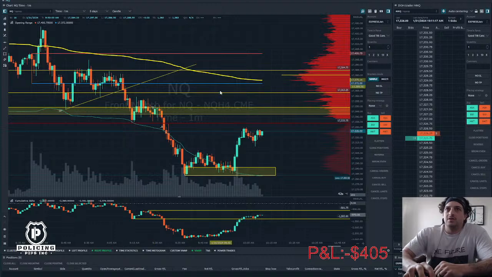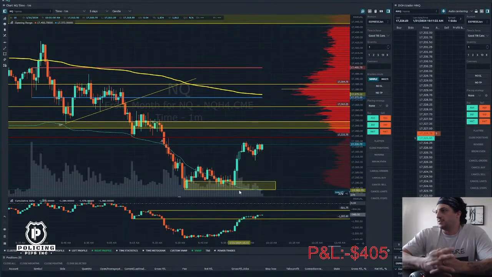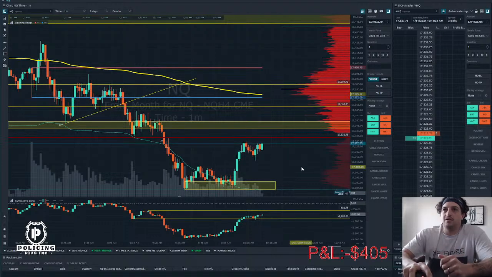That's why I took the long here, reasonably thinking that the overnight low would just get flushed and then rotate back to the high side. So I took one shot at it there.